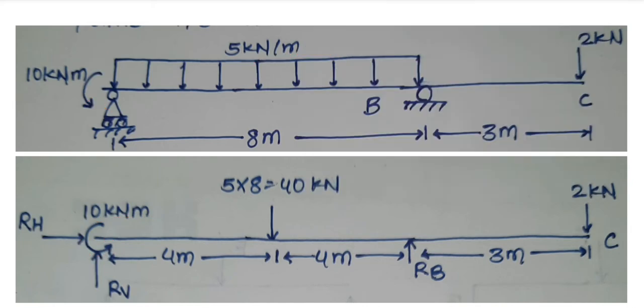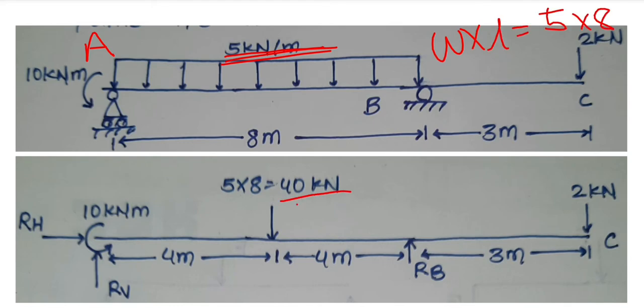Okay, and now there was a uniformly distributed force of 5 kilonewton per meter acting on span A to B. So 5 into 8, that is W into L, equal to 40 kilonewton force, is acting on a point. What will be the distance of the point from A to B?